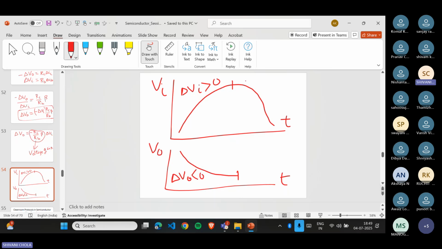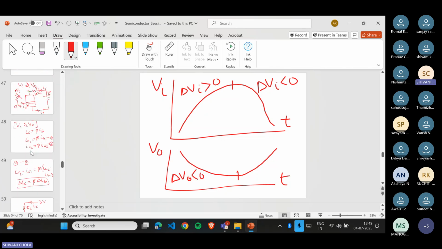Now for delta Vi, since it is the derivative of the function, the derivative is decreasing. The slope is decreasing, right? So delta Vi is now less than zero, so delta Vo will be positive. So you can see how the change in the input potential is changing the output voltage, right?